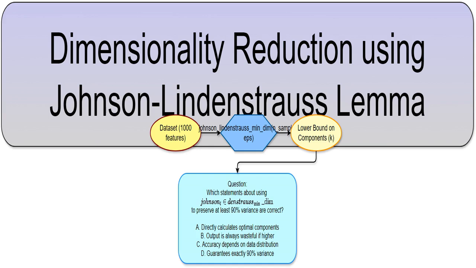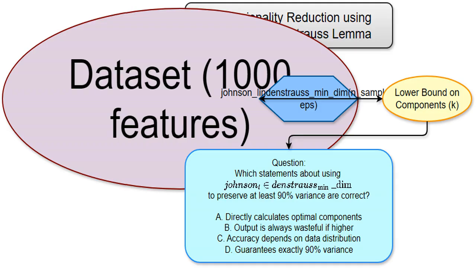Think of it like summarizing a long book into a short, exciting trailer. You lose some detail, but you still get the main idea. I have a dataset with 1,000 different characteristics or features for each data point. For example, if I'm analyzing houses, each house might have 1,000 different features like area, number of bedrooms, location, etc. I want to make this dataset smaller and easier to work with.